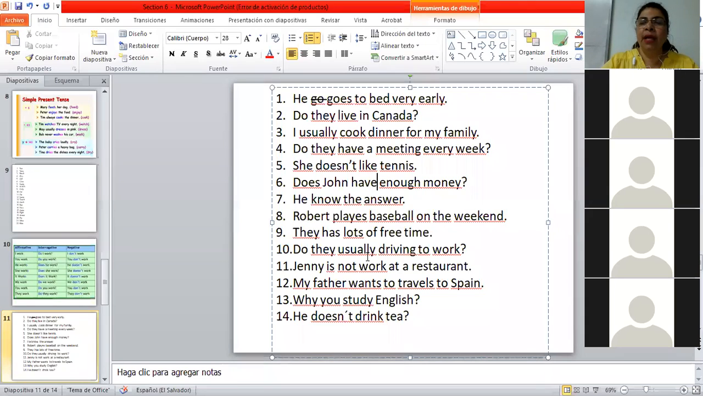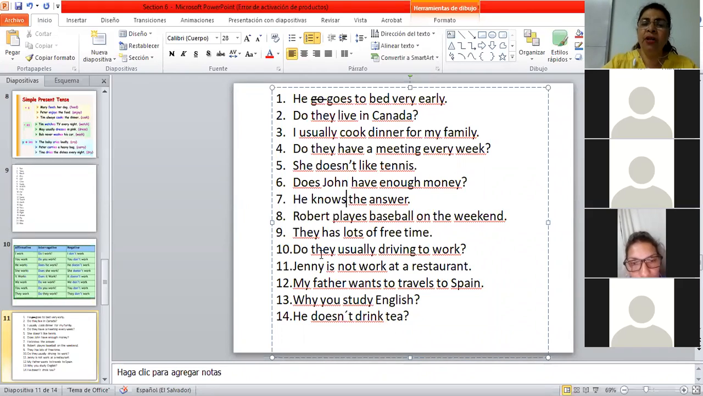Very good. Okay, now we have here, he know the answer. What is the problem there? He goes. He goes to bed very early. Okay, number one is example. Now we are in seven. Ricardo and Flor Marina, all of them have a problem. Something is incorrect, so we need to correct it. Number seven, he know the answer. What's the problem? He knows. Very good. He knows the answer.